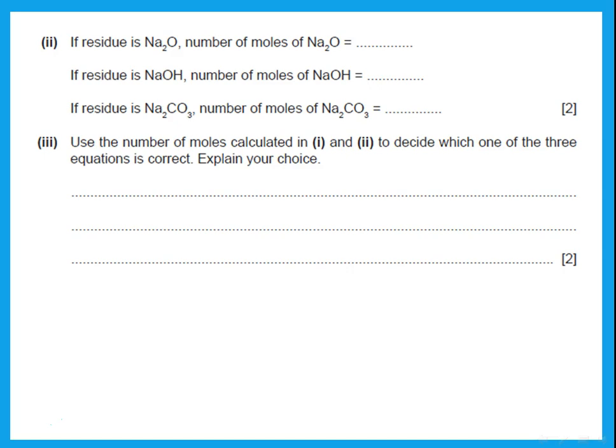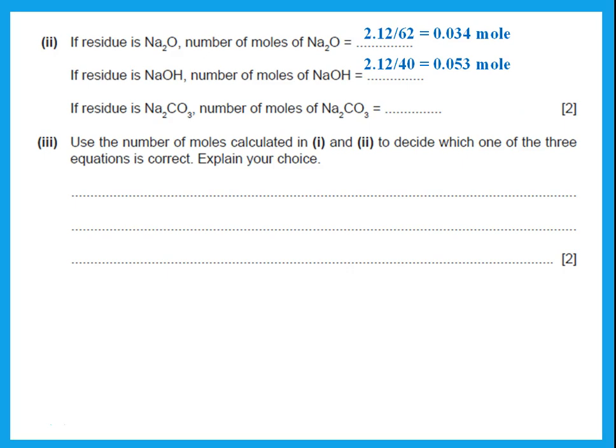So from this mass, I can calculate the number of moles if it is Na2O, the number of moles if it is NaOH, and the number of moles if it is Na2CO3. In each case, the mass over the molecular mass of that substance will give me a certain number of moles. Now, use the number of moles calculated to decide which one of the 3 equations is correct.